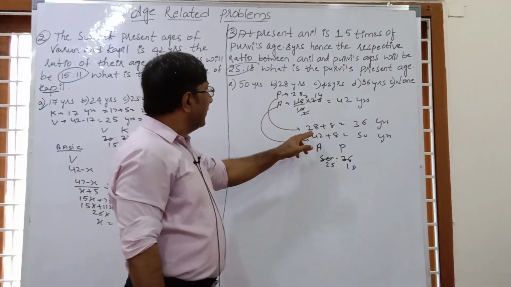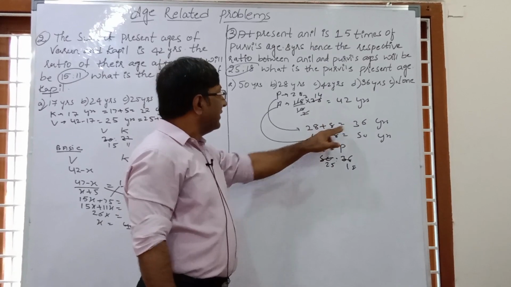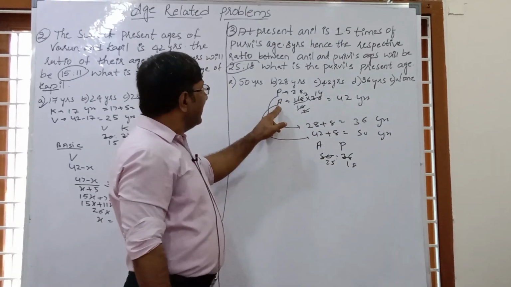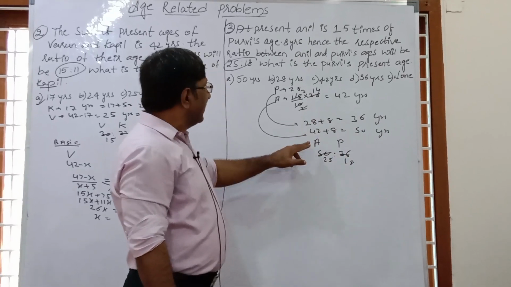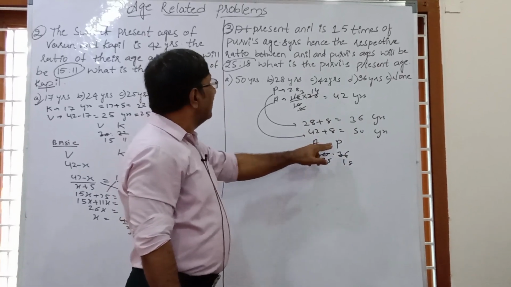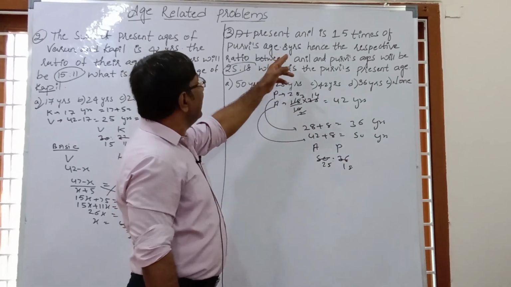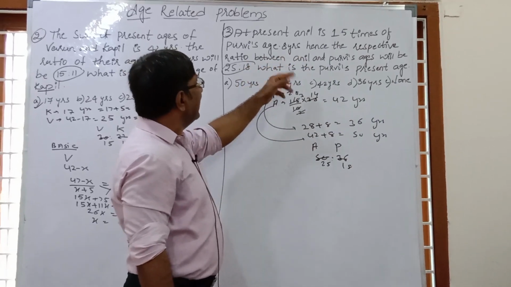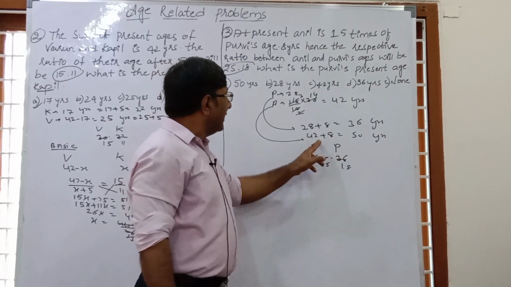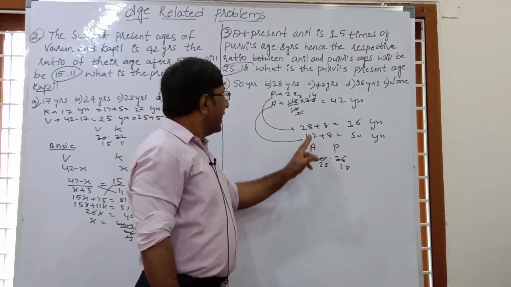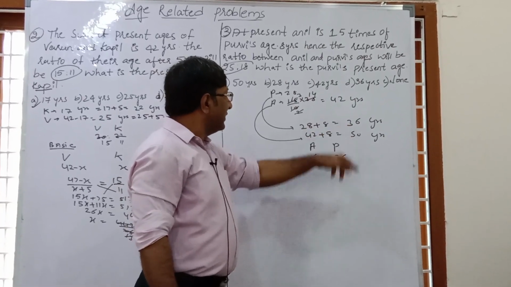So Purvi's age will be 28 plus 8, that is 36 years, and Anil's age will be 42 plus 8, that is 50 years. Now we have to check the ratio of Anil's and Purvi's ages, because in the question it is given the ratio after 8 years between Anil and Purvi. So Anil first and Purvi second. So this is Anil's age after 8 years, 50, and Purvi's age after 8 years, 36.